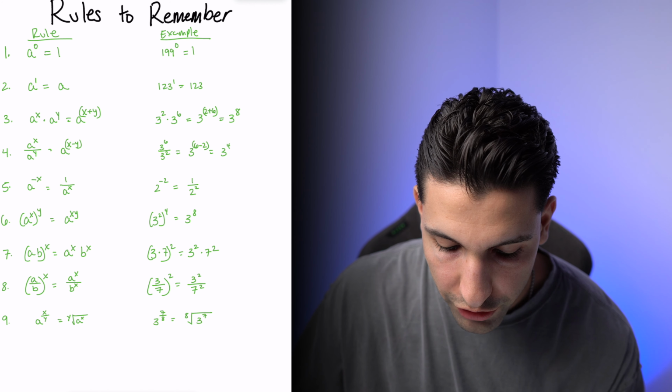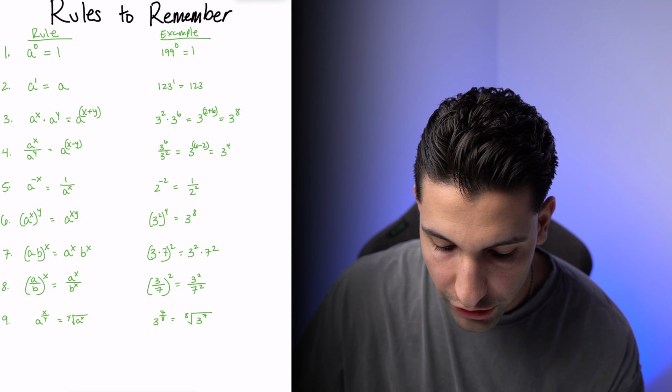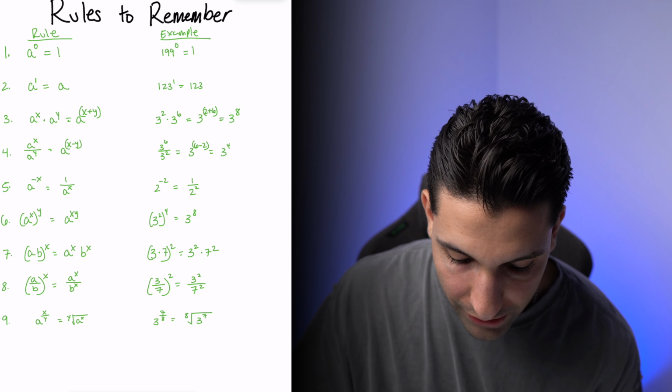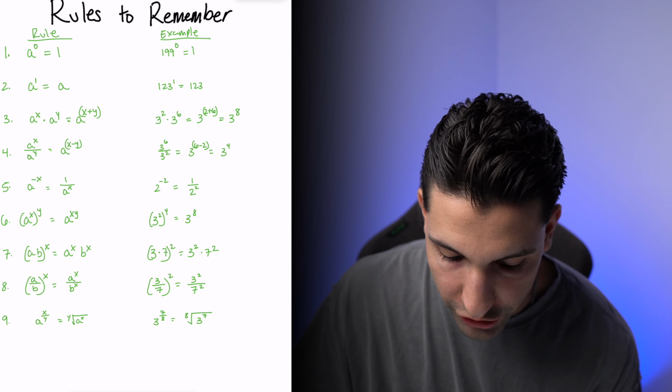Number 5, a to the negative x power is really just 1 over a to the x. So 2 to the negative 2 power is just 1 over 2 squared. Number 6, a to the x to the y power is just a to the x times y. So 3 squared to the 4th power is just 3 to the 8th.